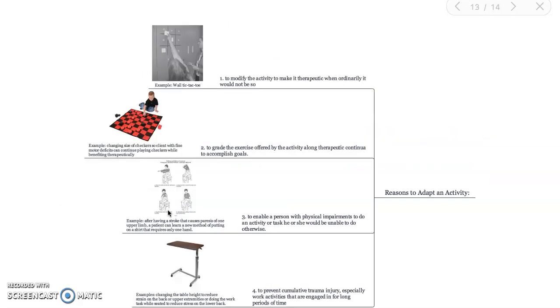Reasons to adapt an activity. 1. Modify the activity to make it therapeutic when ordinarily it would not be so. 2. To grade the exercise offered by the activity along therapeutic continua to accomplish goals. 3. To enable a person with physical impairments to do an activity he or she would be unable to do otherwise. 4. To prevent trauma injury, especially working activities that are engaged in for long periods of time.